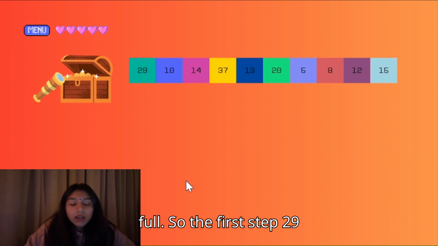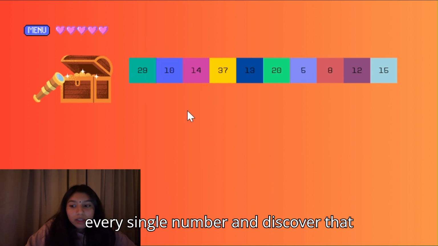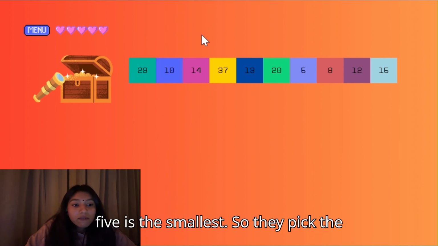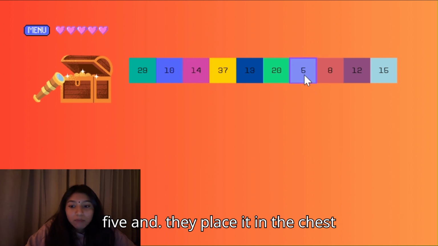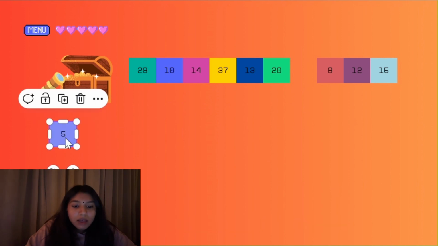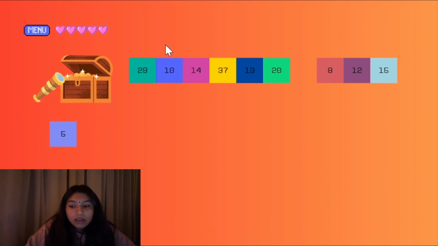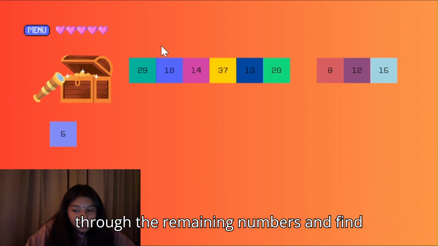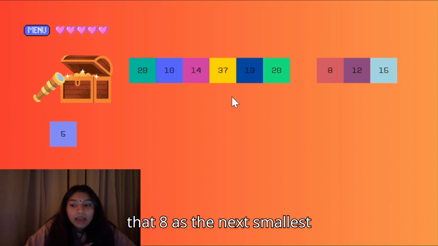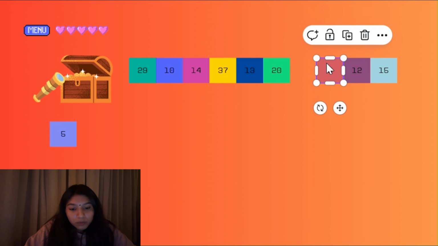So the first step, 29 will begin its search, and they check every single number and discover that 5 is the smallest. So they pick the 5 and they place it in the chest, starting the sorted part of the array. Next, number 10 will search through the remaining numbers and find that 8 is the next smallest treasure. Into the chest it will go.